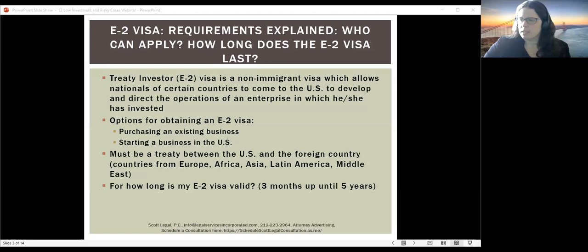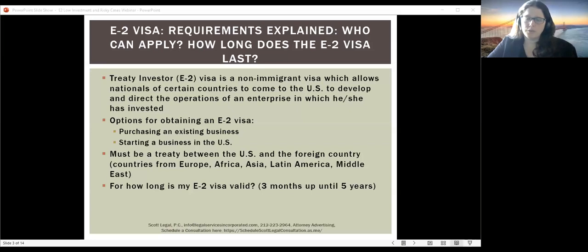So how long is the E-2 visa valid? This depends on which country you are a national of. There's something called a reciprocity schedule, and it will tell you how long you can be granted the visa for. For many countries, people can be granted E-2 visas for 5 years, and then those can be renewed indefinitely. There are some countries where the visas are granted for a shorter time, some like Bangladesh, where they'll only be granted for 3 months.